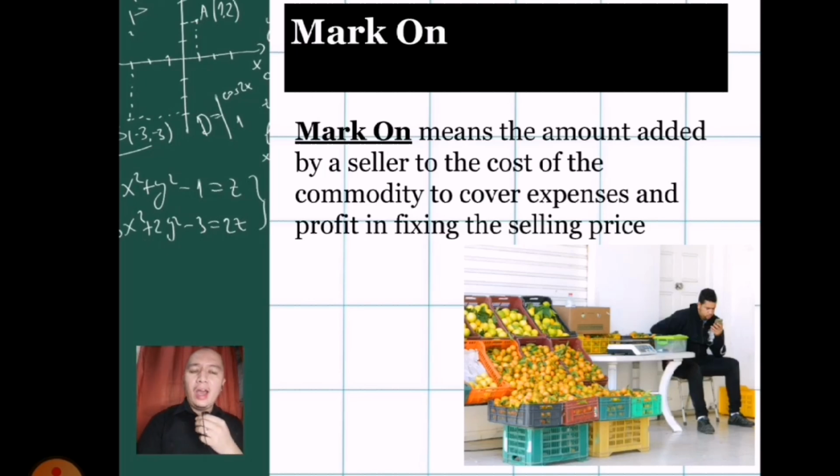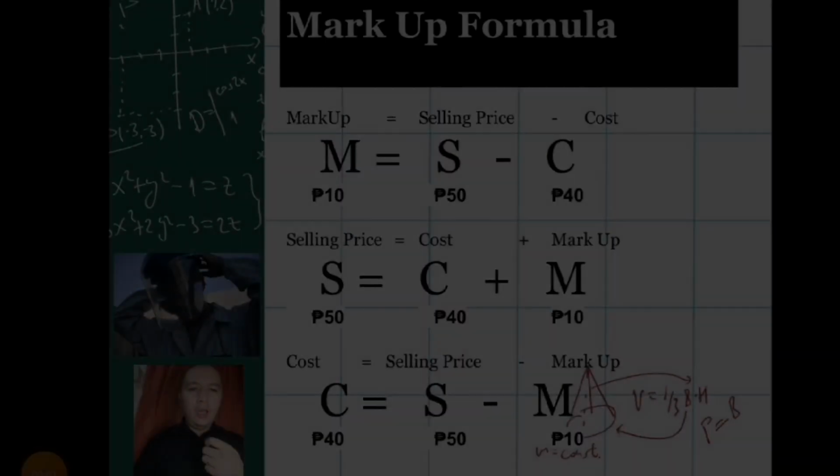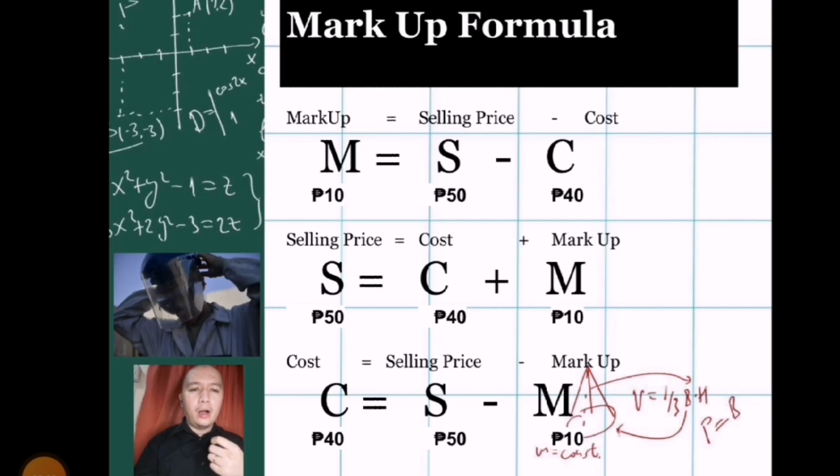And lastly, we have mark-on that serves as an umbrella term for the two. Mark-on means the amount added by the seller to the cost of the commodity to cover expenses and profit in fixing the selling price. The equation in getting the markup works in many ways, and you can actually rotate it.